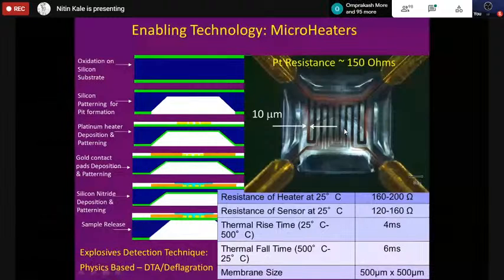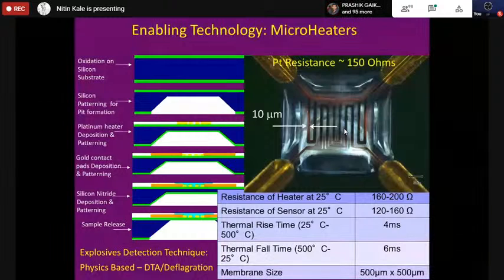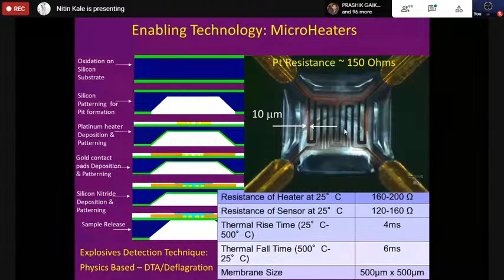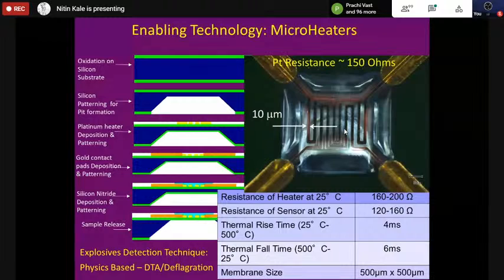If you apply a voltage to the heater part, a current will flow, typically a few milliamps, and that is going to heat up the microheater. From room temperature to 500 degrees Celsius, it takes about 3 to 4 milliseconds, and it cools down equally fast. In about 5 to 6 milliseconds, it will come back to room temperature.